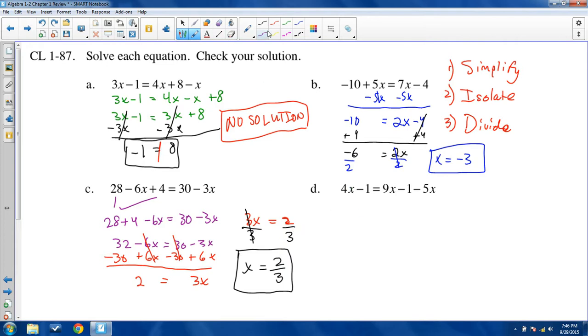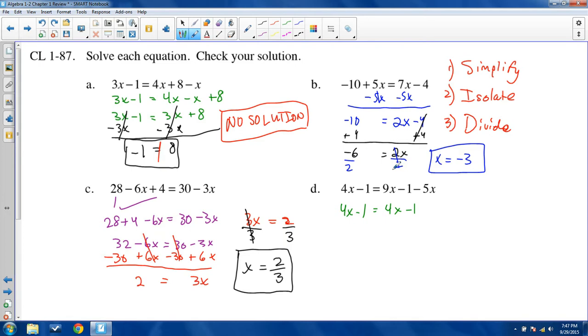All right, last one, letter D here. I want to get a new color. That's all right. Here we have 4x minus 1, all simplified. 9x minus 1 minus 5x, not simplified. 9x minus 5x is 4x. So now I have 4x minus 1 equals 4x minus 1.